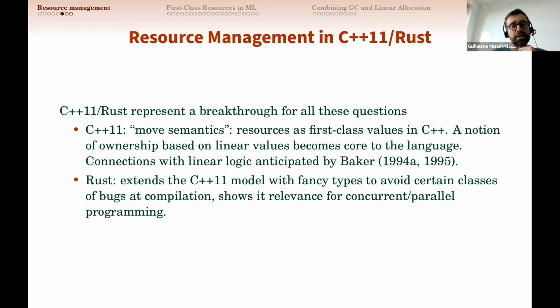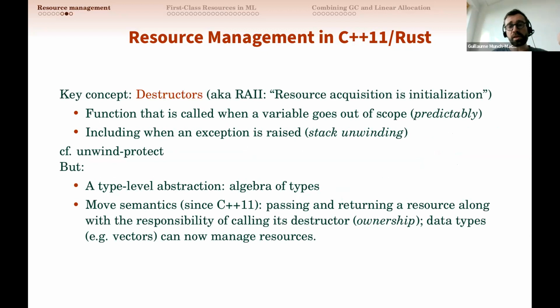And Rust is important because it extends C++11 with better static type checking. And it showed that those concepts are also relevant for concurrent and parallel programming. The key concept of these languages is that of a destructor, which is a function that is called when a variable goes out of scope in a predictable manner, including when an exception is raised. In ML, you might have unwind protect combinators, but the concept of destructor goes further than that. It is a type-level abstraction, so you can have an algebra of types, you can have abstract types representing resources, and so on, that you can compose.